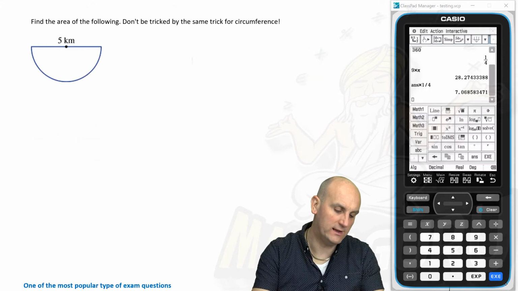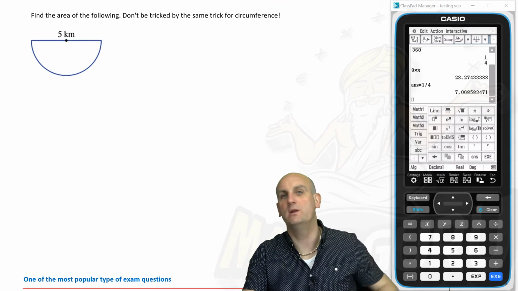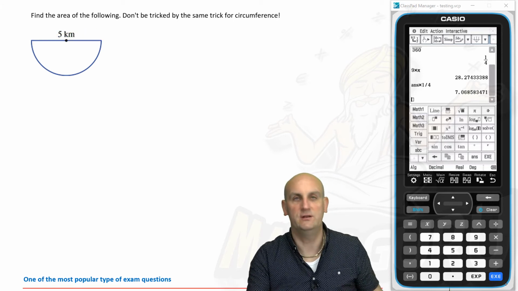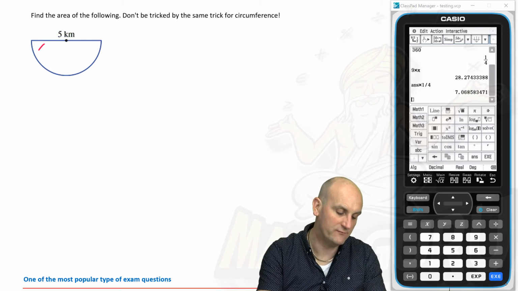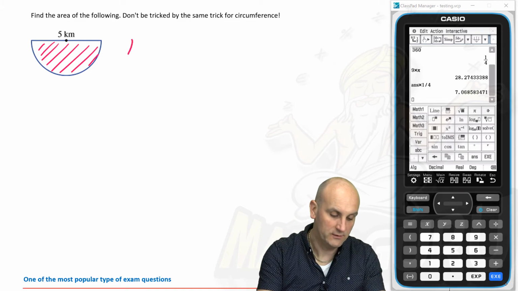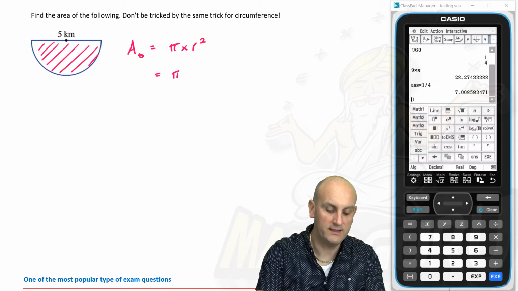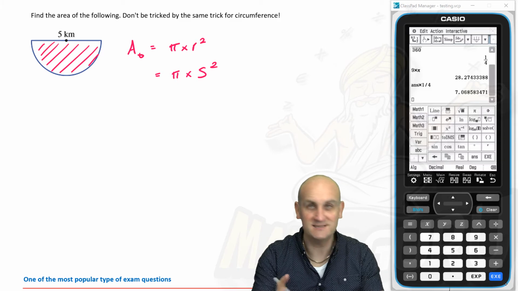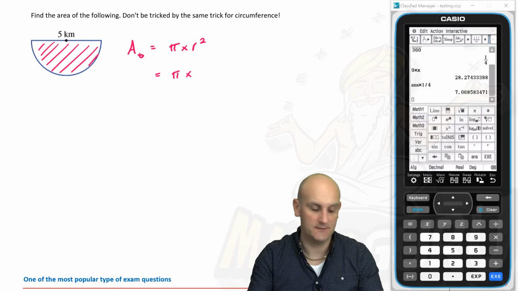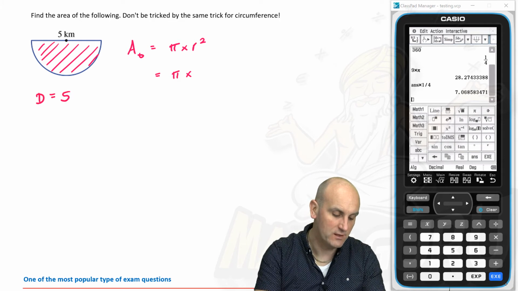Find the area of the following. Don't be tricked by the same trick. Once people have thought about this as a circumference, they just keep adding on 5 kilometers everywhere. You don't. This isn't circumference anymore. In this situation, we have the area of how much of a circle? It's half a circle. So find the area of the whole circle, pi times radius squared. Don't use 5 as the radius, because that is my diameter. If my diameter is 5, my radius is half of that, or 2.5 kilometers.